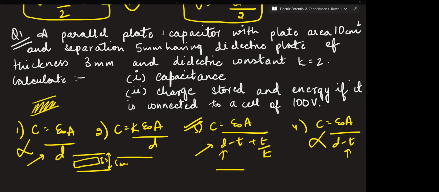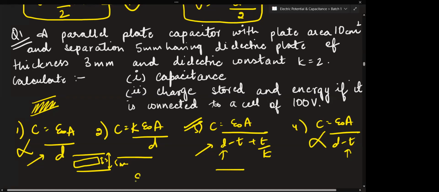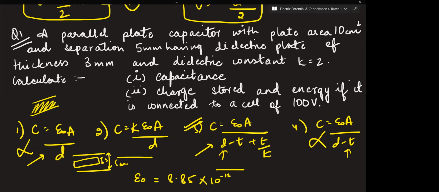Epsilon naught's value is 8.85 into 10 to the power minus 12. I'll write it. This is actually the absolute permittivity of free space. This value, just remember it. This will be used. The SI unit of area is meter square. So it's given in centimeter square, and you have to convert it into meter square.